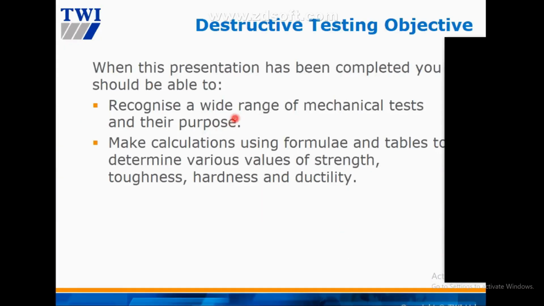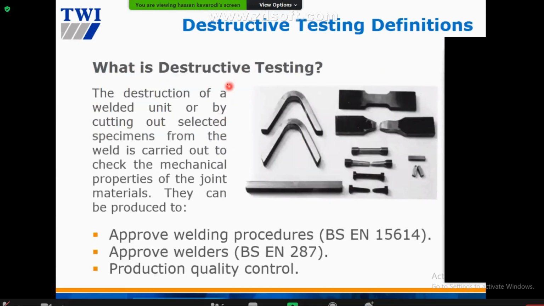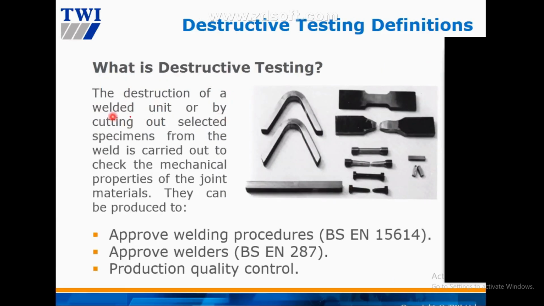All right. Mechanical test, or we call it disruptive test, DT. So what do we mean by disruptive test? Destruction of the welded unit, or cutting out selected specimens in order to carry out mechanical property tests. Mechanical properties like we're looking for tensile, toughness, hardness, ductility. So that is mechanical properties.